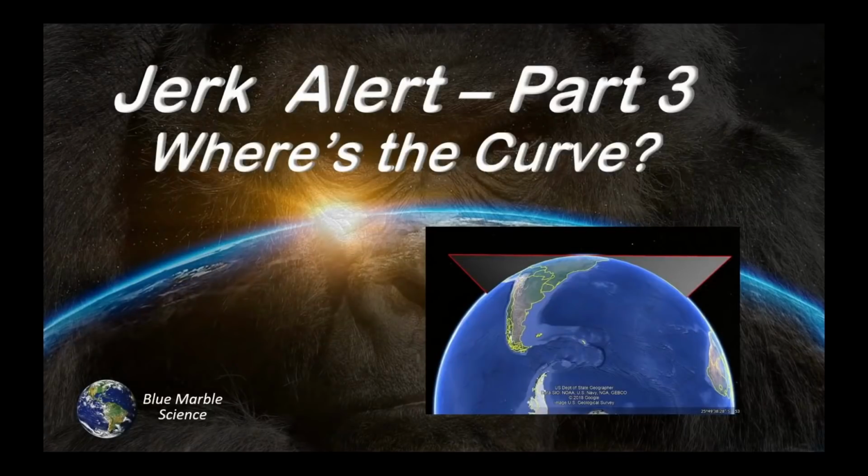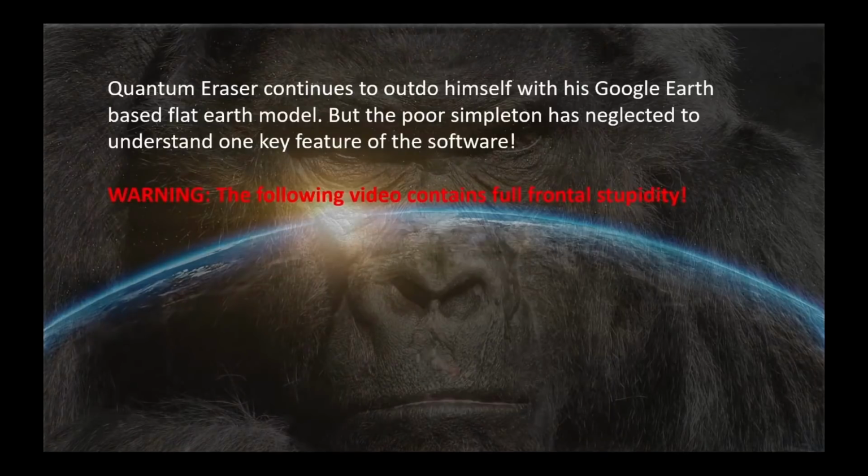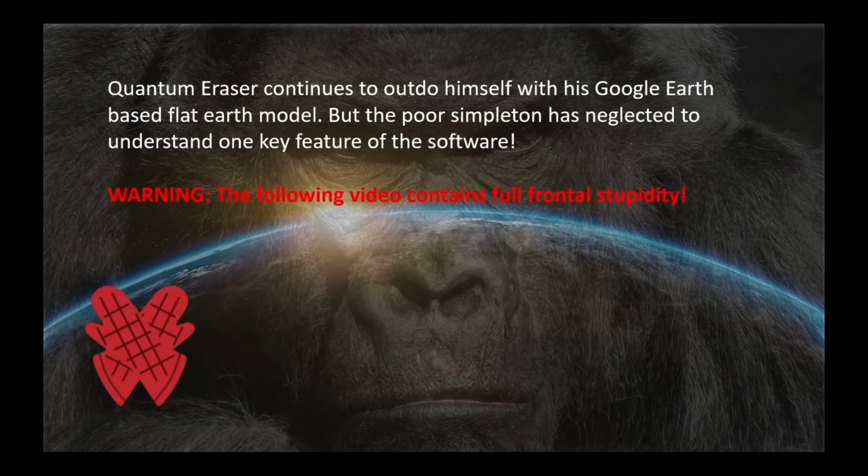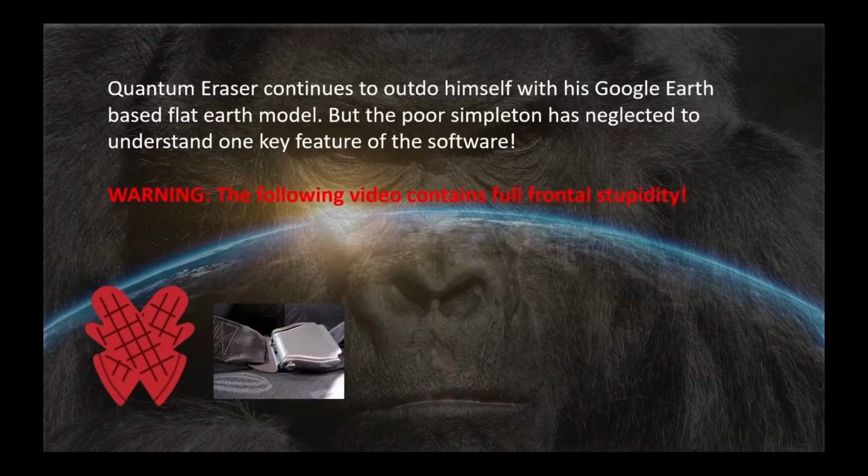This is Jerk Alert Part 3, or Where's the Curve? Hey, there it is. There it is right there. Quantum Eraser continues to outdo himself with his Google Earth-based flat Earth model. Unfortunately, the poor simpleton has neglected to understand one key feature of that software. Uh-oh. Now, warning. The following video contains full frontal stupidity, so you might want to get those oven mitts. This time, I recommend a seatbelt so you don't fall off your chair.